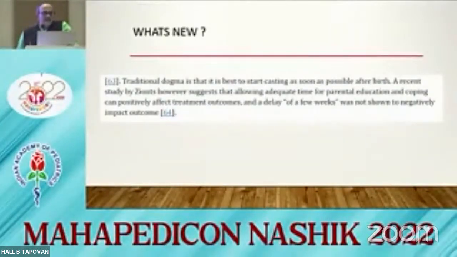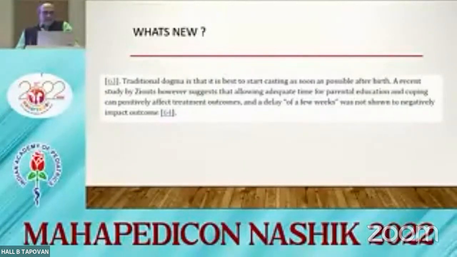The second thing that is new is that the traditional dogma was it is best to start casting as soon as possible after birth, right? In fact, Ponseti in his manual said that if the child has breech and he has clubfoot, before the head comes out, start plaster. That was a highly extreme view, but that is what he meant: when the collagen is immature, if you start early plasters, you're likely to get better results.